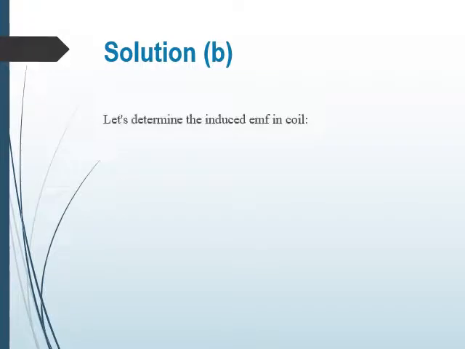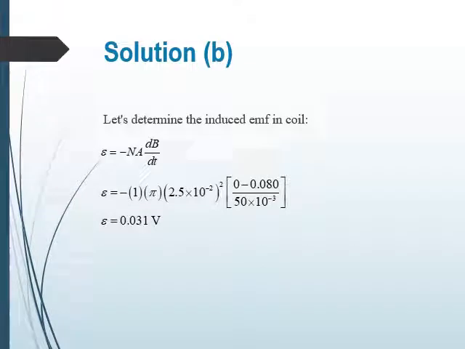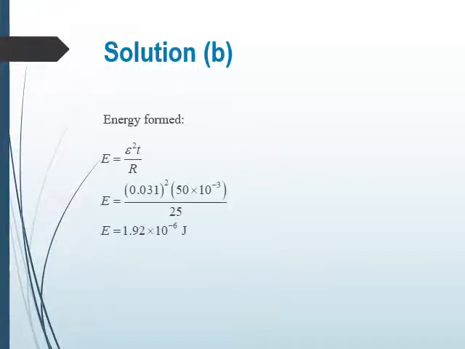Let's determine the EMF in the coil by using EMF equals NA dB over dt. The reason why we use the equation with dB over dt is because we move the coil from inside a magnetic field to somewhere without a magnetic field. There's a change in magnetic field in this case. So substitute the values into the equations and you will obtain EMF equal to 0.031 volt. So energy caused by the motion is equal to 1.92 times 10 to the power of negative 6 joule.